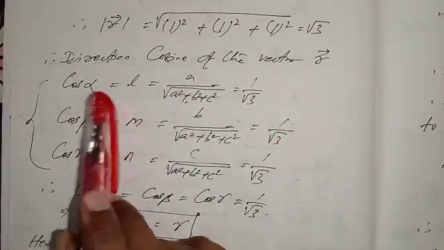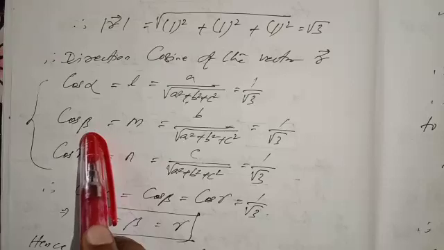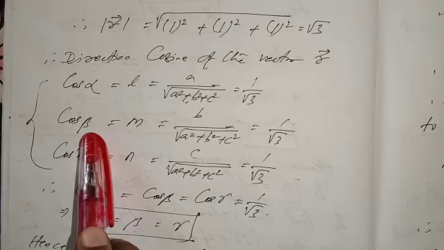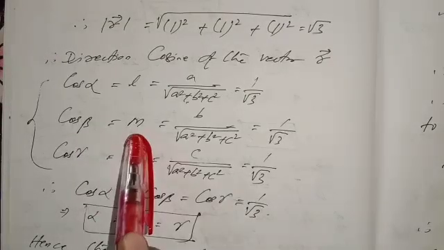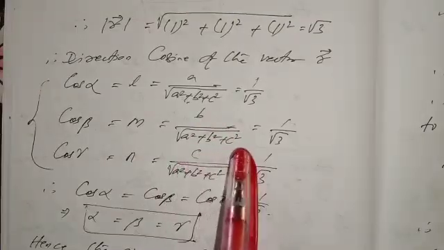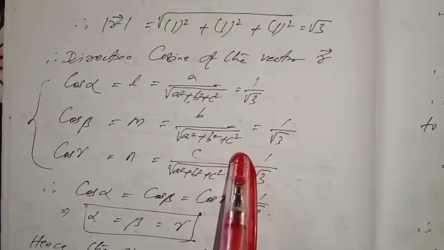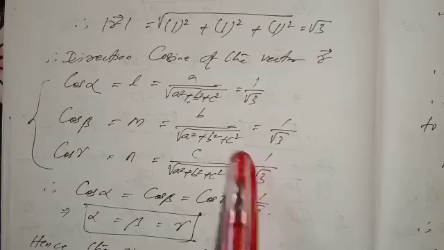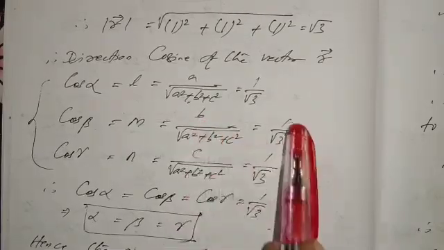Cos beta: beta is the angle made by the vector with the y-axis, denoted by m, equal to b by root over a square plus b square plus c square. a, b, c are the coefficients of i, j, k in the given vector. b is the coefficient of j, that is coming 1 by root 3.